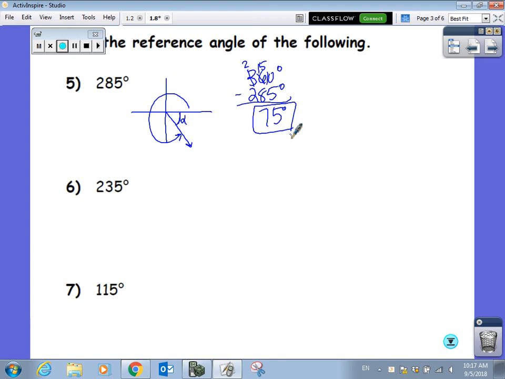235, we do the same thing. If you need to draw a picture, no need to draw a picture, no need to show work. Completely up to you. So 235, 0, 90, 180. So there's 235 degrees. We need to know what this one is. Now what I would do on that one is I would think, okay, 235 up to 200 is 35 plus another 20 and get 55.